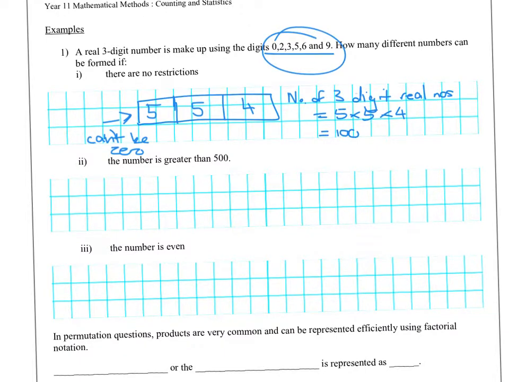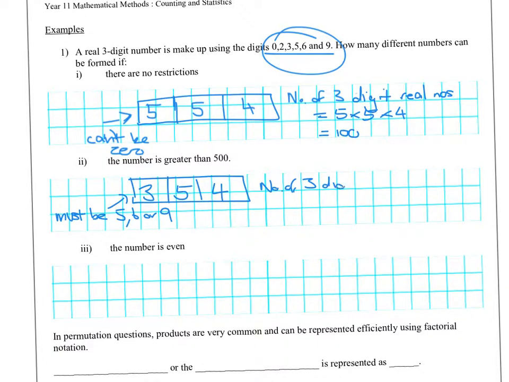Now for the next one, the number must be greater than 500. So obviously the first number is only able to be 5, 6, or 9 to give me a number that's greater than 500. So I've only got 3 options. Then for the next number, I can choose any of them, so I'm going to have 5 numbers to pick from because I've already picked one. And for the last number, I'm going to have 4 because I've already picked 2. So the number of 3-digit numbers greater than 500 is going to be 3 times 5 times 4, which is 60.